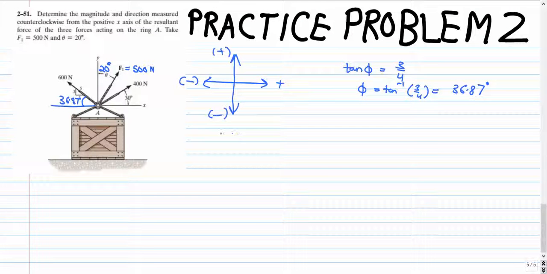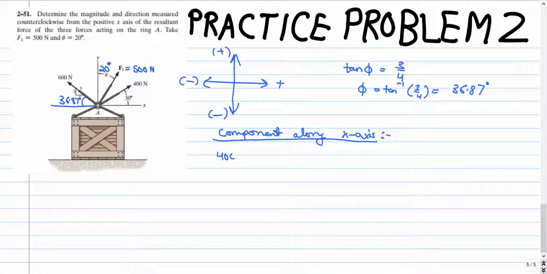So let's find the sum of all the components along the x-axis first. Components along the x-axis: 400 cos of 30 degrees, plus 500 sine of 20 degrees, minus 600 cos of 36.87 degrees would give us 37.42 newtons.